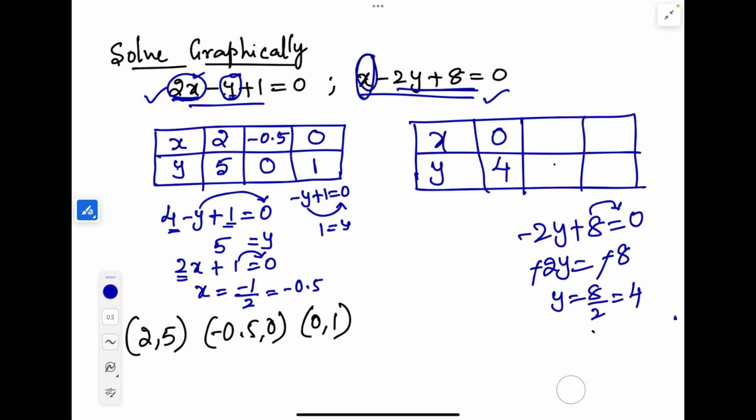If you take y value 0, what will happen? If we take y value 0, this part will become 0. So x plus 8 is equal to 0. So x will become minus 8.